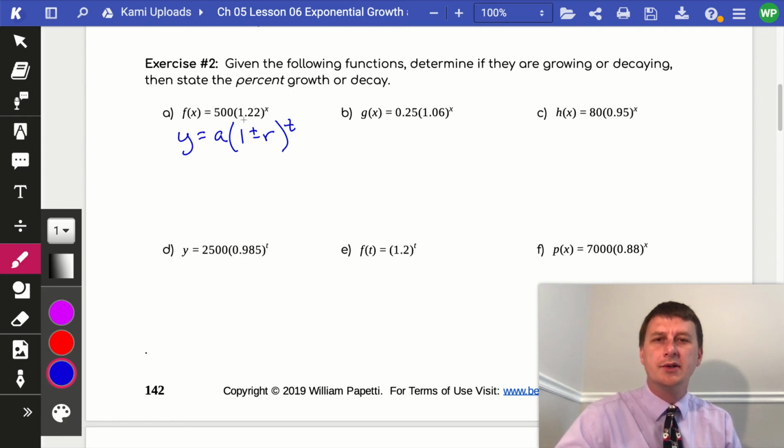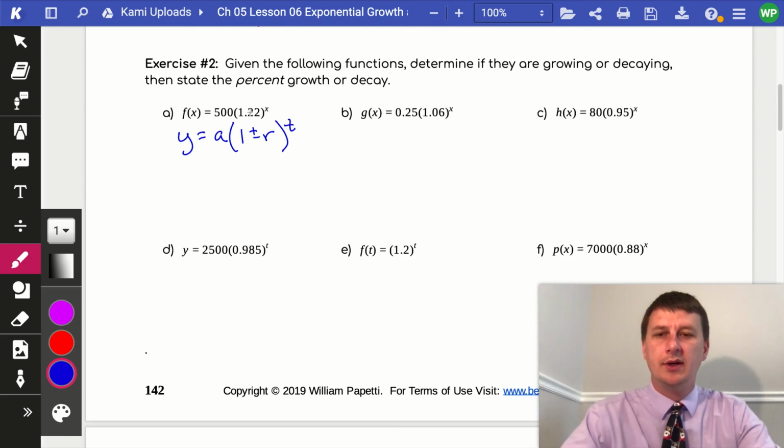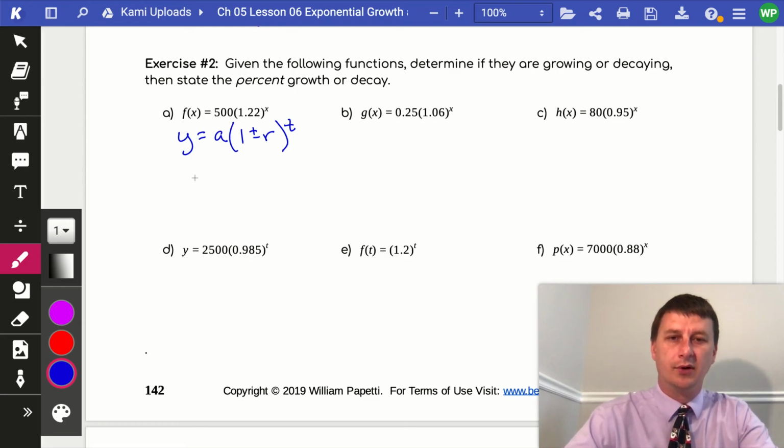But what we're concerned about is what's inside the parentheses, because we need to determine if it's growing or decaying. And if we're multiplying a number by a number that's larger than 1, it's going to make the original number larger. We should know that. So again, if the number inside the parentheses is greater than 1, our function is growing. That's how we're going to know it. So this is growth.